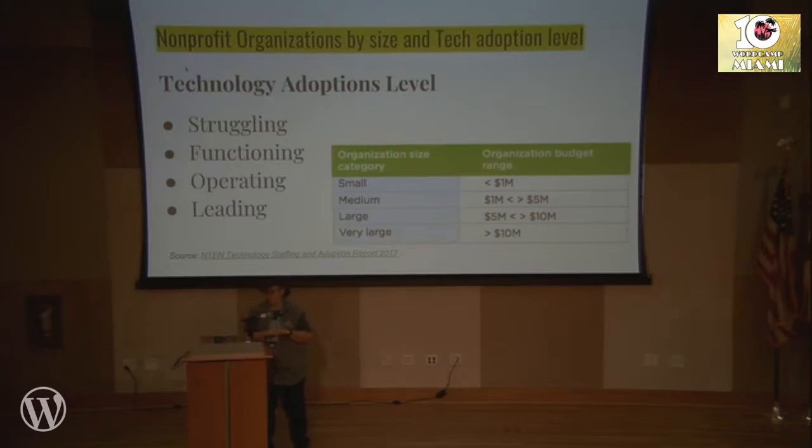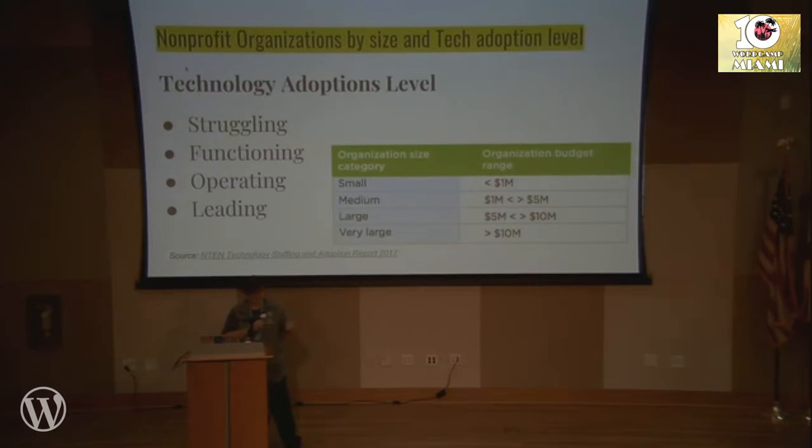So when you think about what a normal website would cost, they can definitely pay for it. But the more interesting part is the technology adoption level in nonprofits. NTEN has identified four levels, and the nonprofits that answered in the report could assign themselves to one of them. The first one is struggling. That means they struggle with failing infrastructure. They spend a lot of time creating workarounds and duplicate tasks, and little money is spent to replace old equipment.